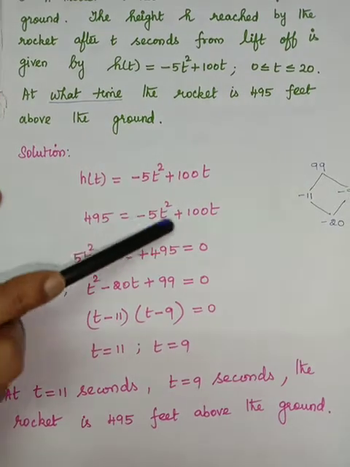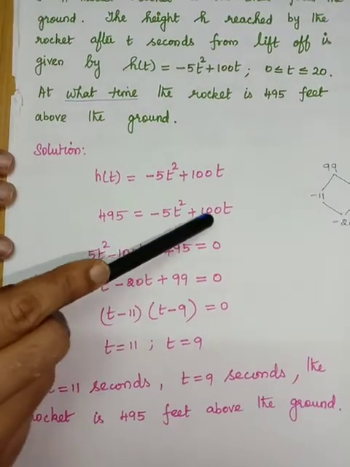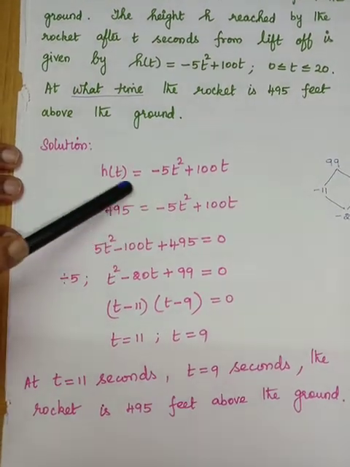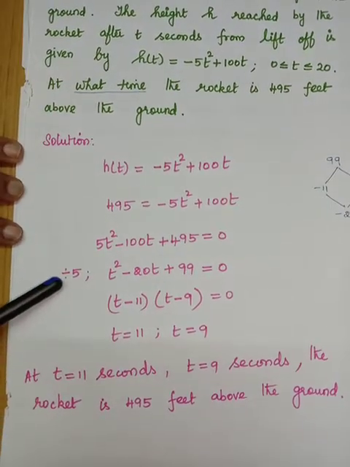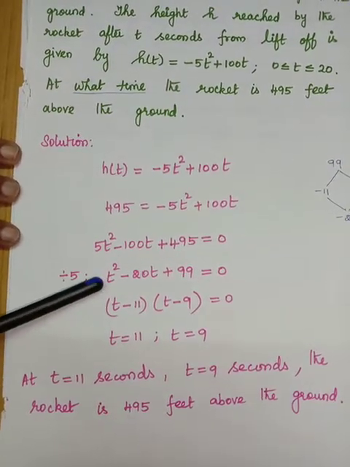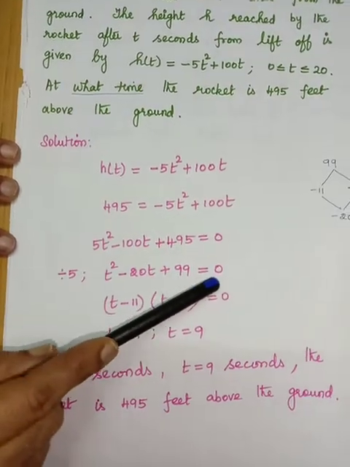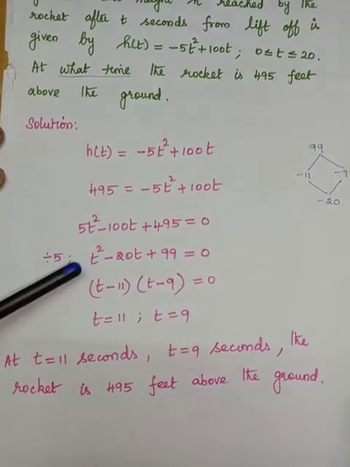So minus 5t squared, when you bring it to the left side, it will become plus. This 100t, when you take it to the left side, is minus 100t. Already on the left side you have 495. When you divide by 5, it becomes t squared minus 20t plus 99 is equal to 0. It's a quadratic equation in terms of t. So you have to factorize.